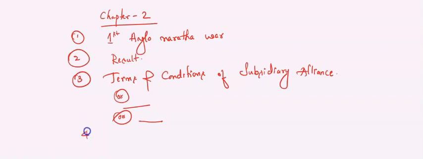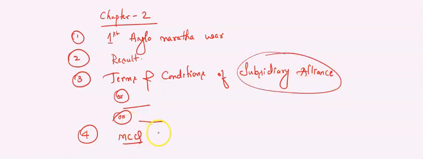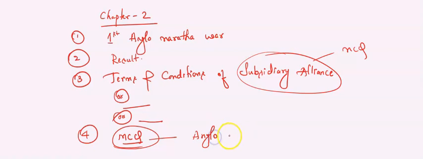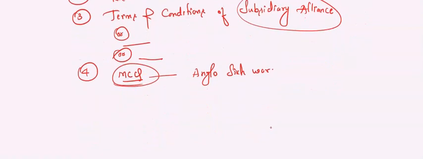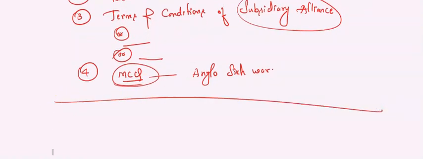Okay. Children, most probably you can expect a multiple choice question about the subsidiary alliance topic. Based on it, you can get any multiple choice question or any theory question. Similarly, from this chapter, they can ask you an MCQ based on the Anglo-Sikh War. So kindly go through the Anglo-Sikh War and get well prepared. So this is the end of chapter number 2.